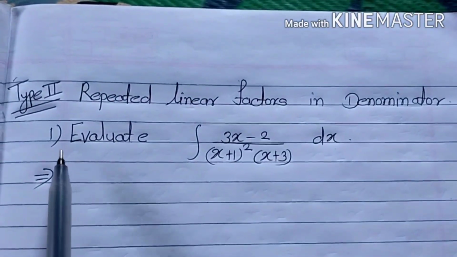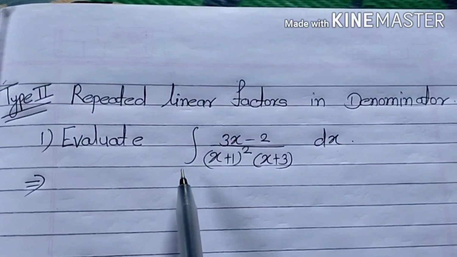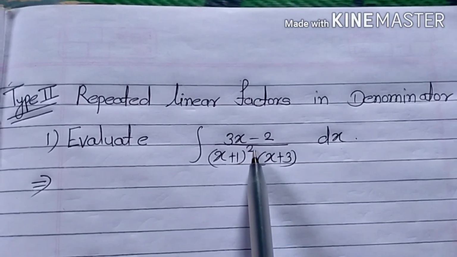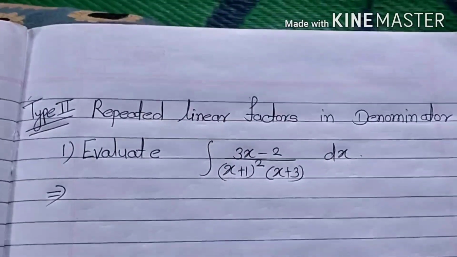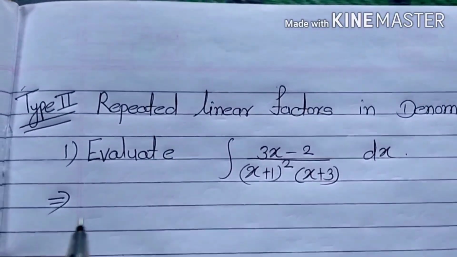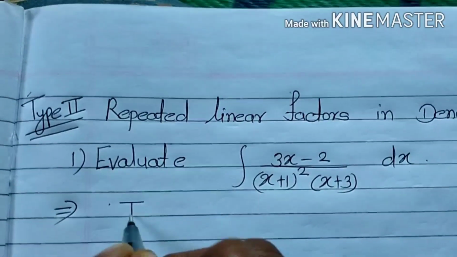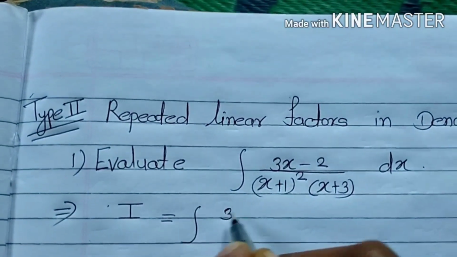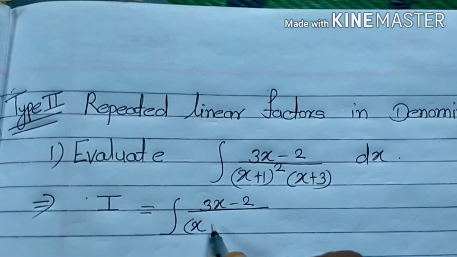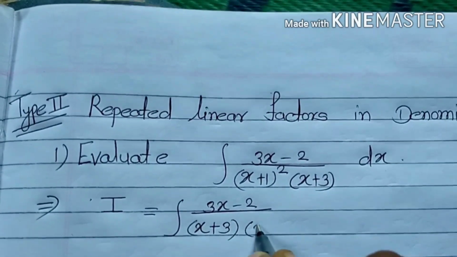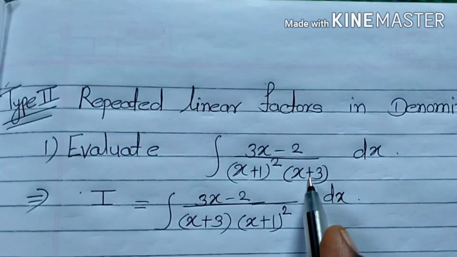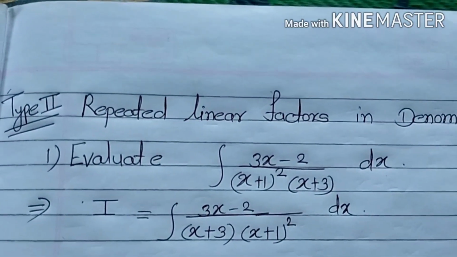Now our next type is repeated linear factors in the denominator. You can observe that this x plus 1 factor is repeated here. So let us start to solve this type of example. First, I is equal to integration of 3x minus 2 upon, I am changing the factors like that, x plus 3 and x plus 1 square into dx. I am taking this factor first and this factor second.